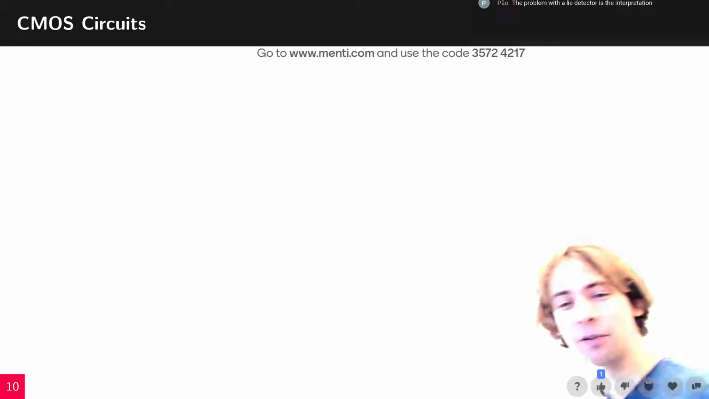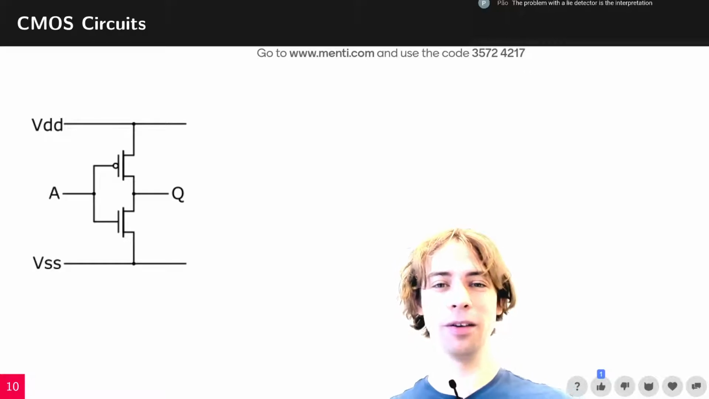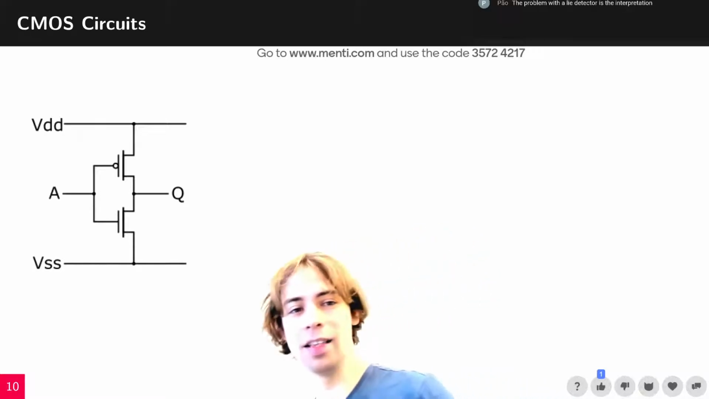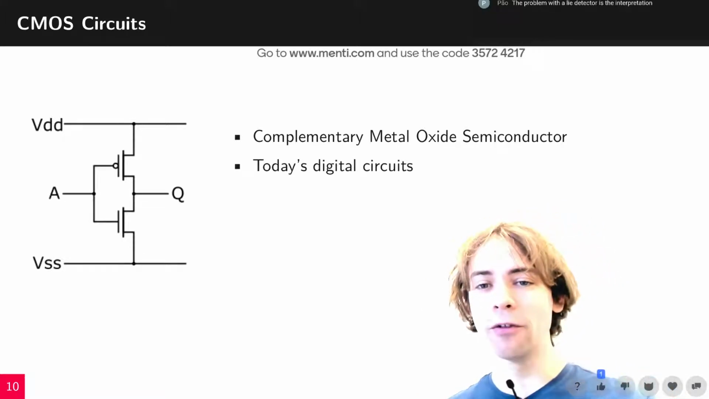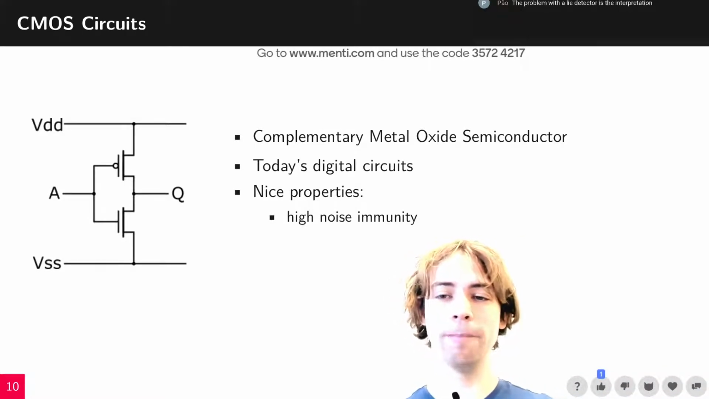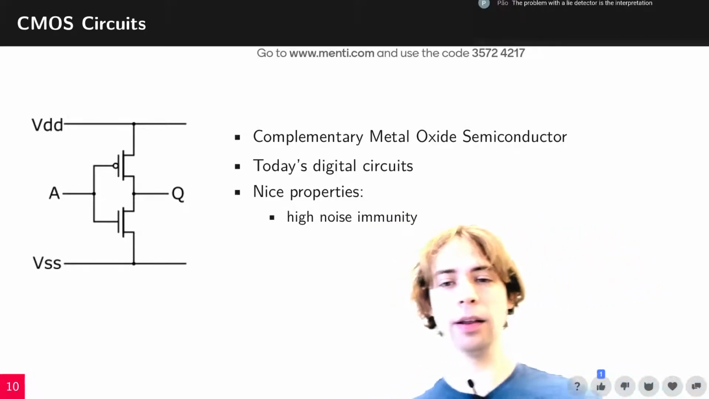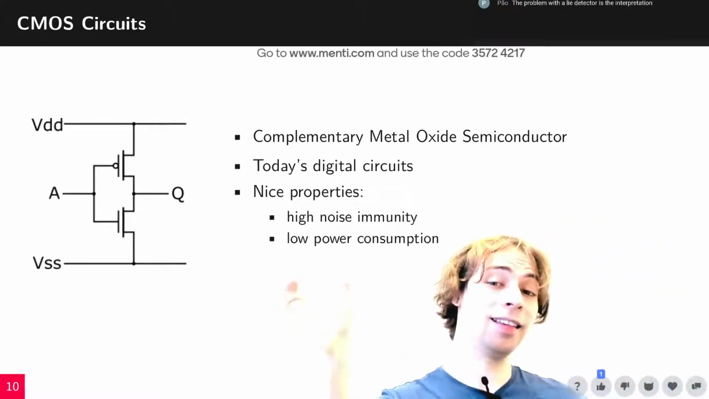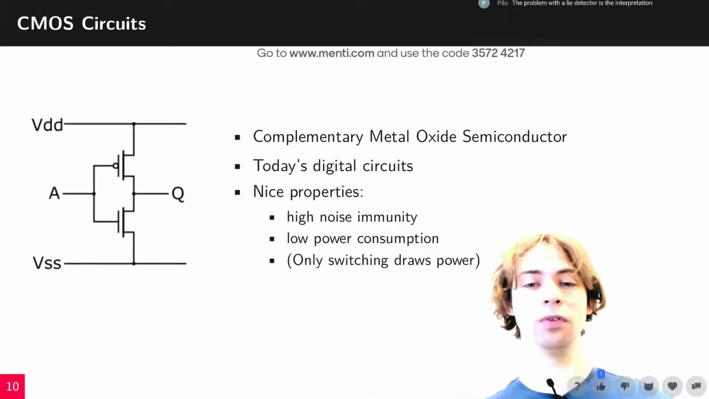So let's maybe continue with the CMOS circuits here. Maybe you got some knowledge about them from earlier. CMOS stands for complementary metal oxide semiconductor, and it's used for today's digital circuits everywhere. It has very nice properties because you don't have a lot of problems with noise. Even if there's some electrical noise, it will still function correctly most of the time. And it has a very low power consumption. Only the switching of the CMOS circuit actually consumes power.